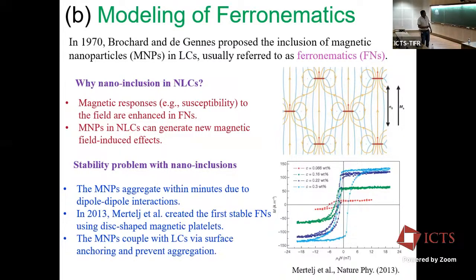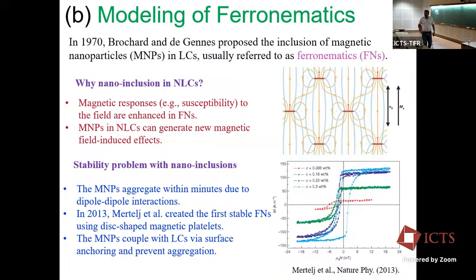The technical problems were overcome in 2013, so that's almost 40 years thereafter, by the Slovenian group headed by Mertelj. Mertelj created the first stable ferronematics using disc-shaped magnetic platelets. Here's a picture from their paper. That's the liquid crystal director, which is labeled n hat, as I already told you, and these are the magnetic nanoparticles.